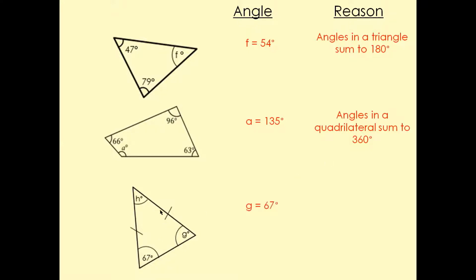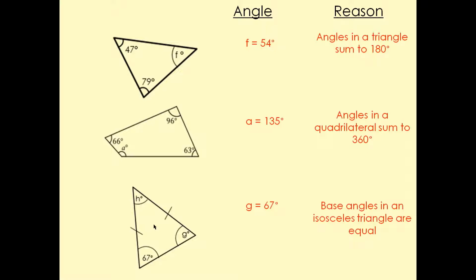For this one, G is going to be 67 degrees. And the reason behind that is that it is an isosceles triangle, because these two lines mean that these two sides are equal. And in a triangle, if two sides are equal, that triangle is called an isosceles triangle. And for an isosceles triangle, the base angles are always equal.